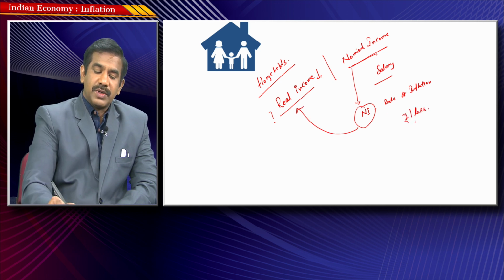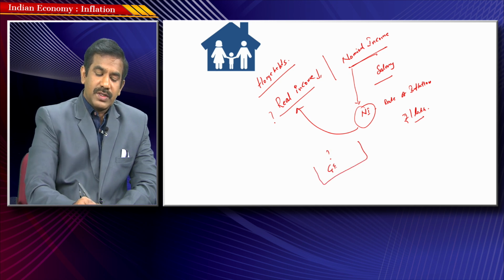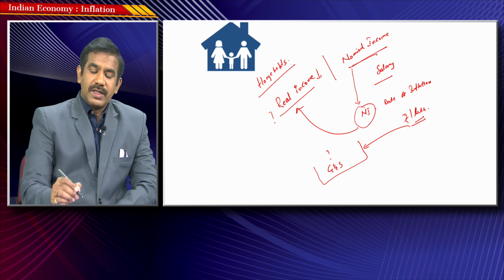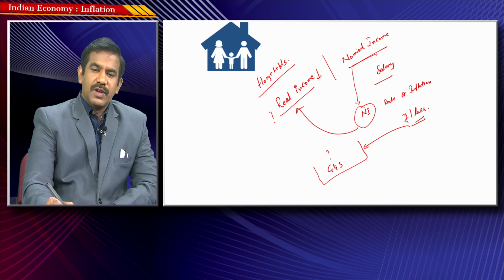Let's say your nominal income is 1 lakh rupees. Then what is the real income? Real income is nothing but the basket of goods and services this 1 lakh could purchase. That's what I mean to say. Let's say today if you have 1 lakh rupees of income and a very low rate of inflation, 1 lakh could purchase a wide basket of goods and services.